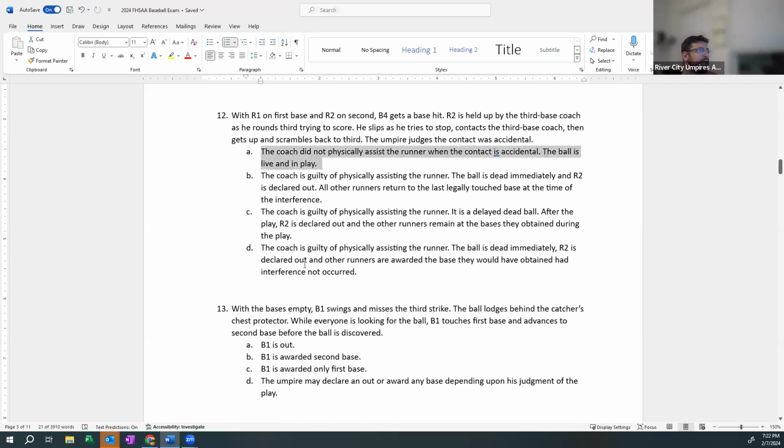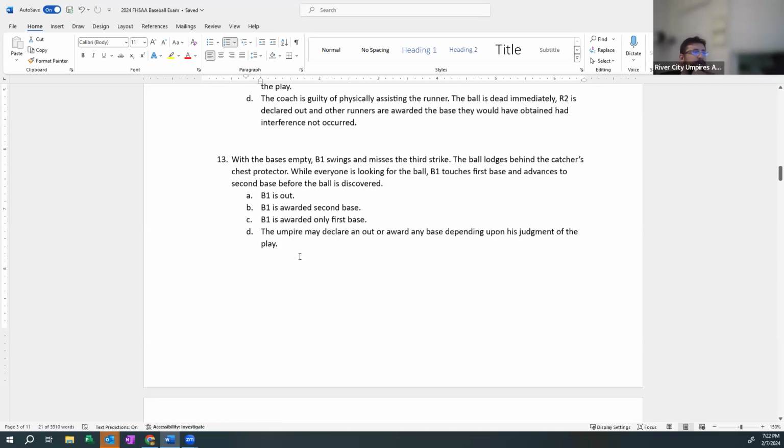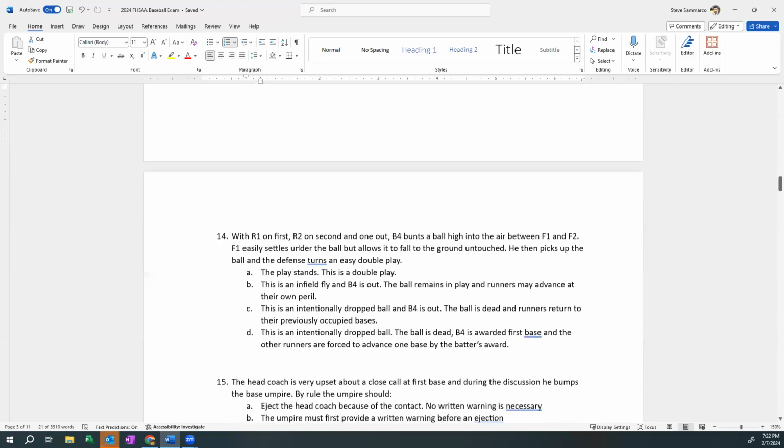All right. Next. Bases empty. B1 swings and misses at the third strike. The ball lodges behind the catcher's touch. We just went over that. I'm skipping that. You're welcome.